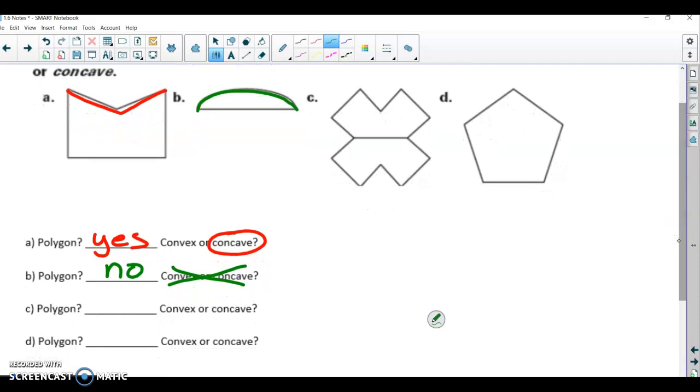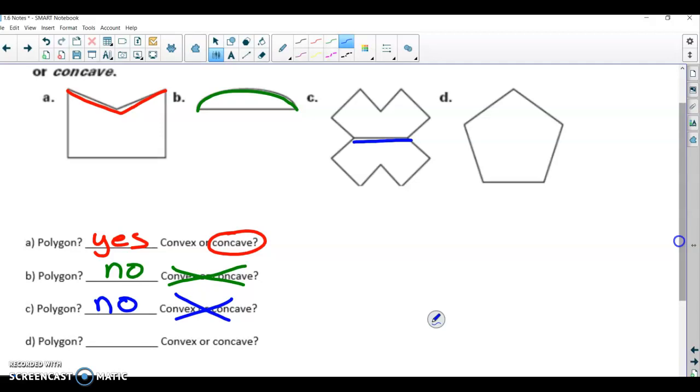So then C, is C a polygon? So we've got a closed figure. However, we have this line segment going right through the middle. And because it is going through the middle, it is not a polygon. So it is not concave or convex either.